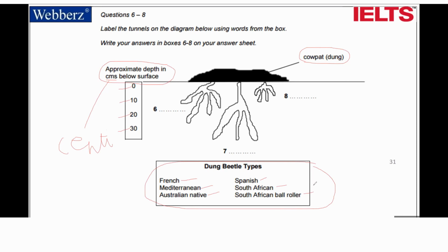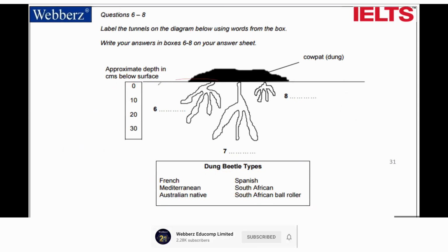Perfectly fine. So now if you see this, there are four words here, South African ball roller. Generally three is the upper limit, but because it is given here and we have to choose from here only, we have to pick this up. And above it is written, write your answers. And where do we have to find them? We have to find them using the words from the box. So this is again a very tricky question. It is called a trick question. So which beetle will be the sixth number? We have to find that. Which will be the seventh? We have to find that. And which will be the eighth? We have to find that.